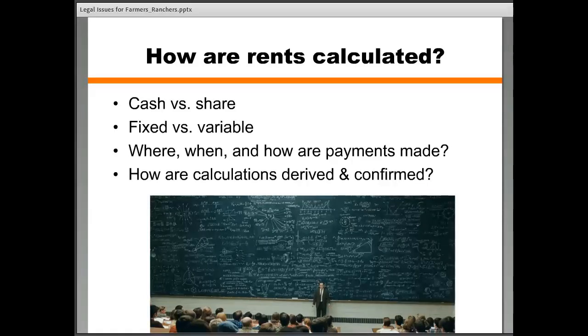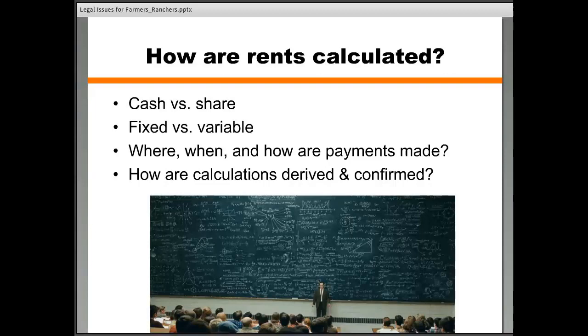And especially when we're talking about variable leases, but also when we're talking about share leases as well, we need to figure out objectively how we are going to determine the calculations that define our rental payments. If we're talking about a commodity price, is that commodity price based on the nearby futures contract price? On which exchange? For which contract? If we're talking about a local price, which local price do we use?